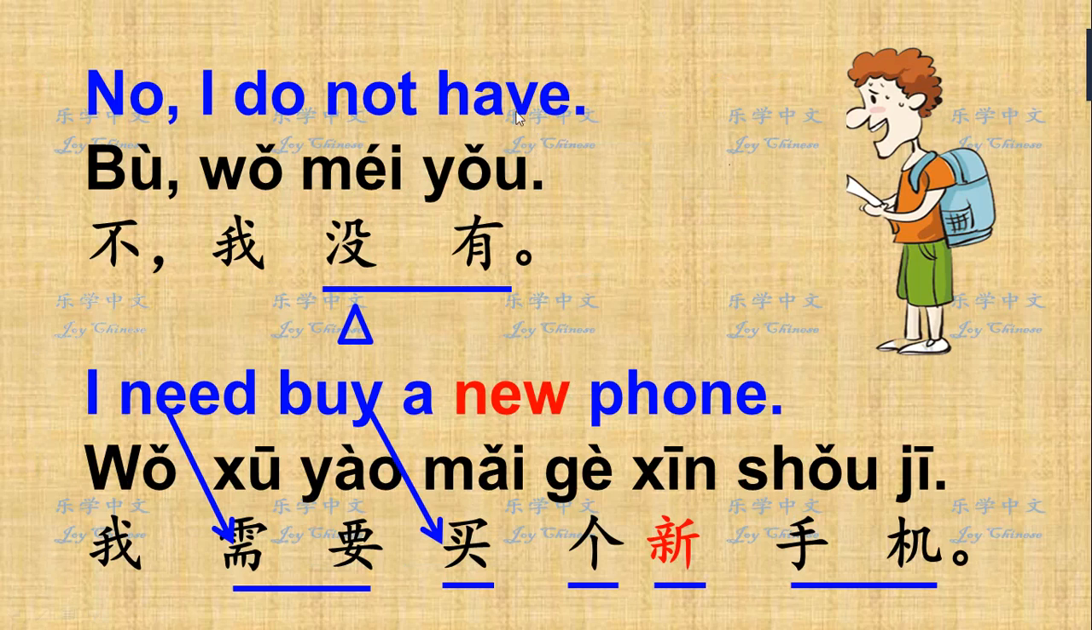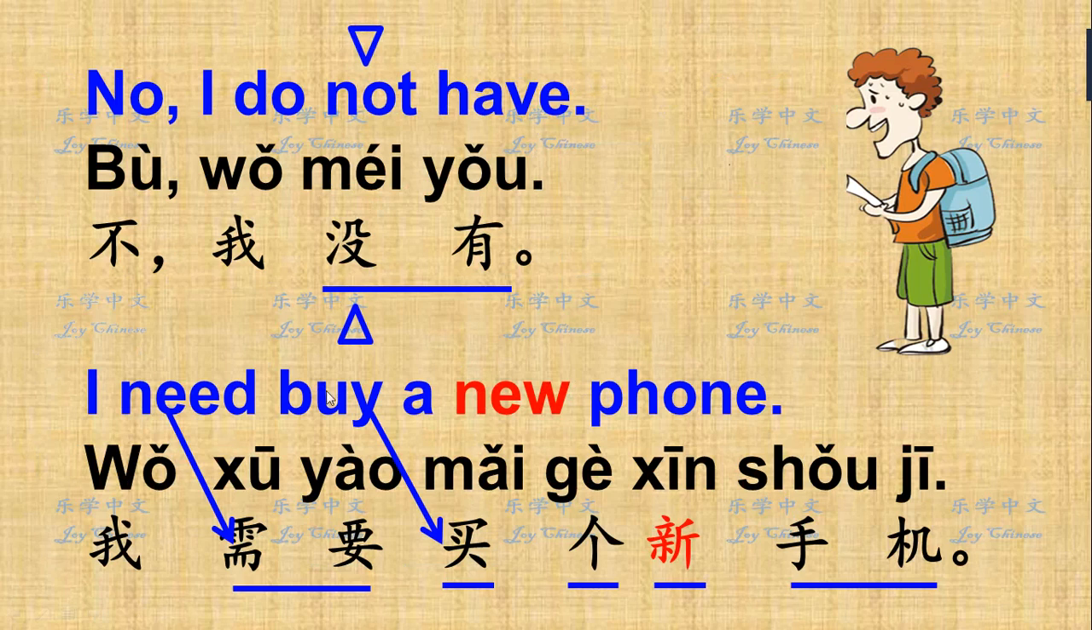No, I don't. 不 means no. I don't have, 没有. So when you say I have, 我有. When you want to say I don't have, which is the opposite of have, you say 没有. 没 means nothing.